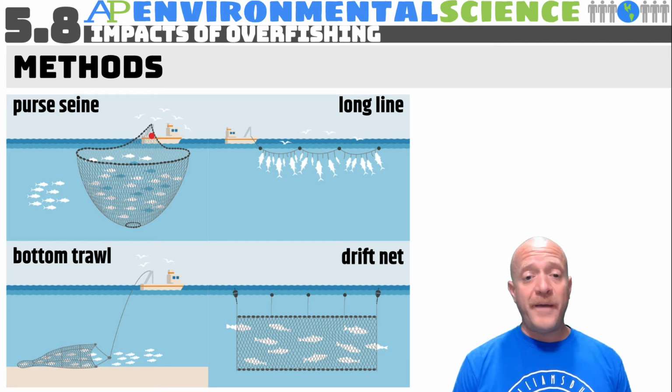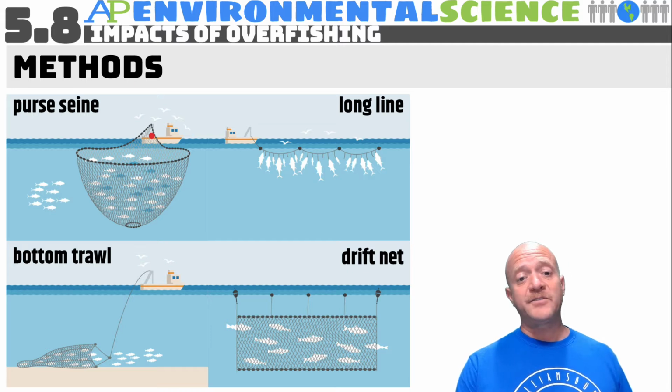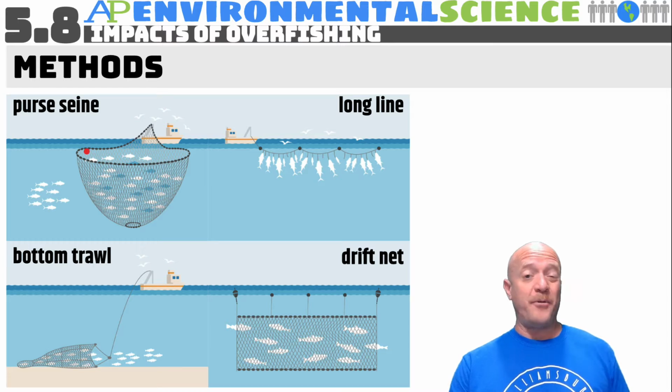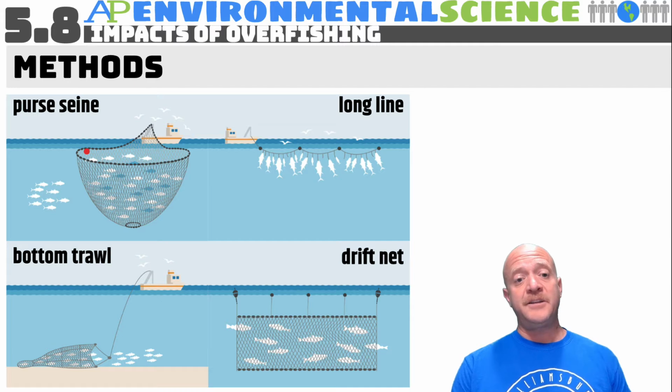Now, one of the drawbacks to this is you are getting entire schools of fish and you are not selectively pulling out the fish that are of the proper age. You may be getting pre-reproductive and post-reproductive fish, which is not contributing to the maximum sustainable yield that we talked about in earlier lessons.